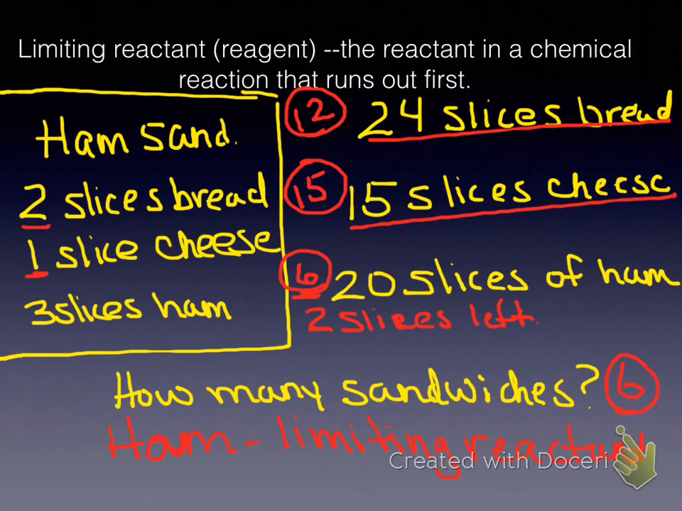Okay. It also means that I have excess, I have leftover cheese, and I have excess bread. After I've made all the sandwiches, I could still make 9 more sandwiches with my cheese. I could still make 6 more sandwiches with my bread. Now we're going to use this example, this idea of what ingredient runs out first, to do some stoichiometry problems.